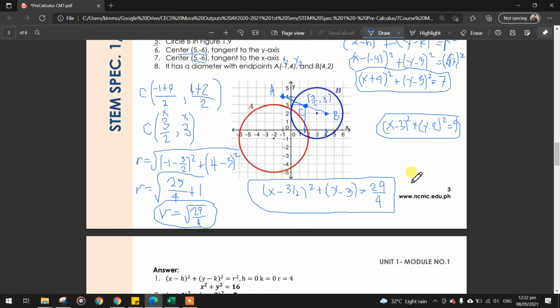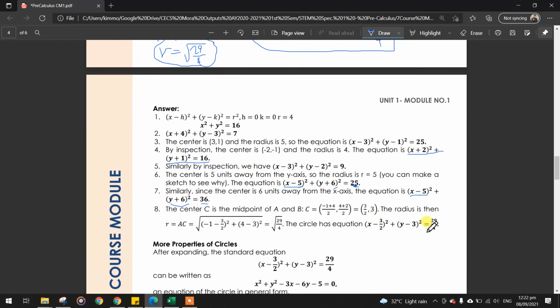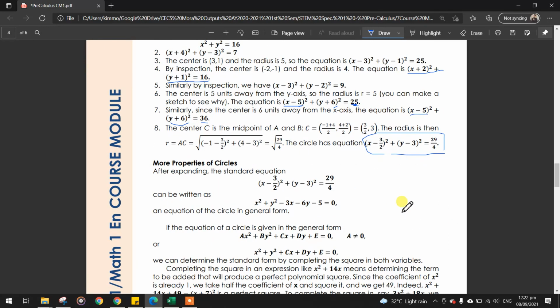So, that was a bit difficult, no? That was a complicated example. So, let us check our answer down here. So, we have the same answer: x minus 3 over 2 squared plus y minus 3 squared equal to 29 over 4. So, more properties of circles will be discussed in the next video.